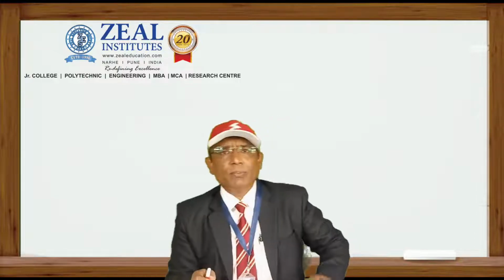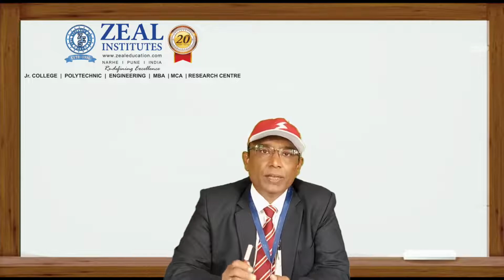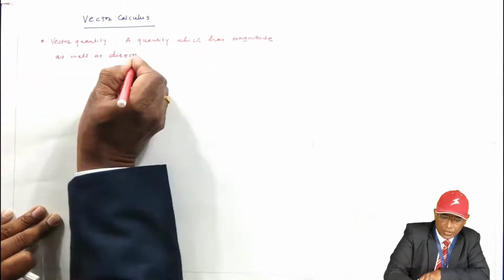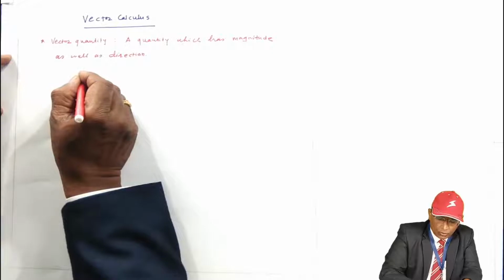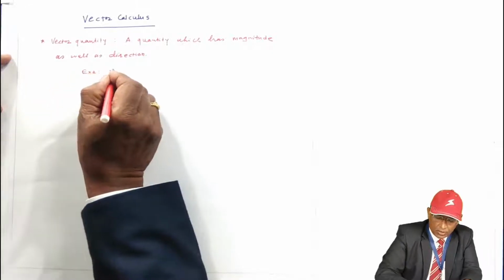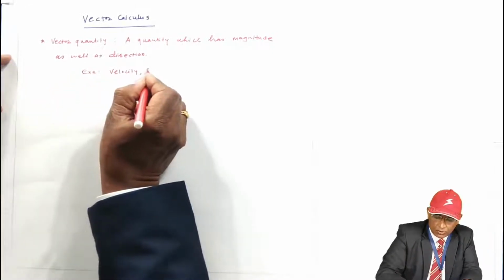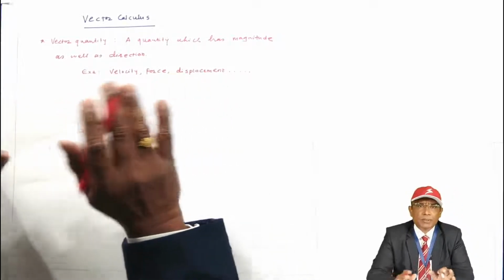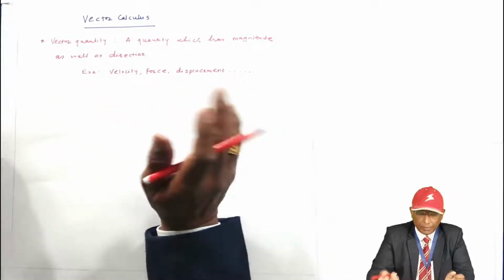So what is a vector? A vector is any quantity which has direction as well as magnitude. That's all. In this way, you can define a vector. A quantity which has magnitude as well as direction is called a vector quantity. Velocity is a vector quantity, force is a vector quantity, displacement is a vector quantity. These are vector quantities because they have direction as well as magnitude.